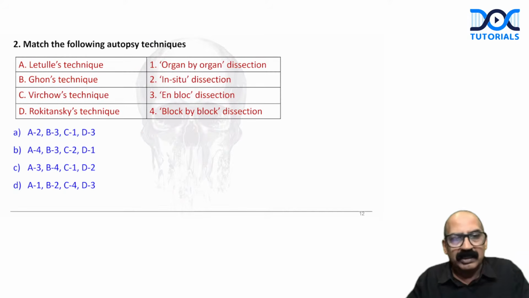So now you got the answer. Letulle's is en-bloc. Gohn's is block by block. Virchow's is organ by organ. Rokitansky's is in situ dissection.